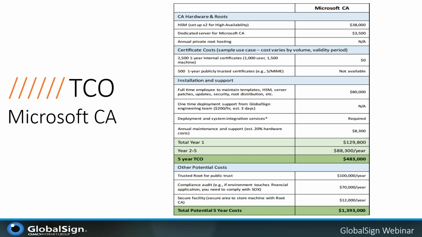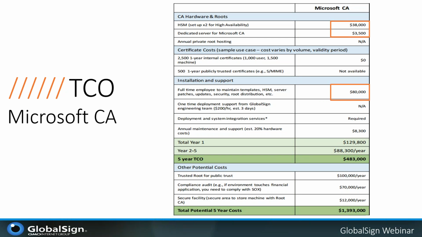So for example, looking at the chart here, the first is the hardware costs. Running your own in-house CA will require more infrastructure than you would need for a cloud-based solution. This is things such as an HSM, possibly two of them for high availability. You have a dedicated server as well. And then we're looking at the full-time employee costs, so what it's going to take to actually run your own CA. And it's estimated to be around $80,000 per year.